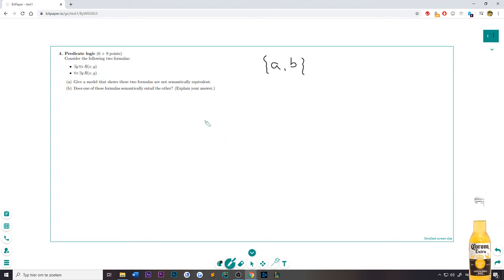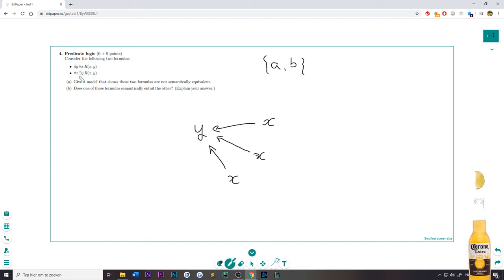Well, the first formula is saying that there exists a y such that for all x, x relates to y. Okay? So that's basically what the first formula is saying. And there may be another y here which does not have any incoming arrows. It doesn't matter. It says there exists a y such that all x relate to it. Okay?